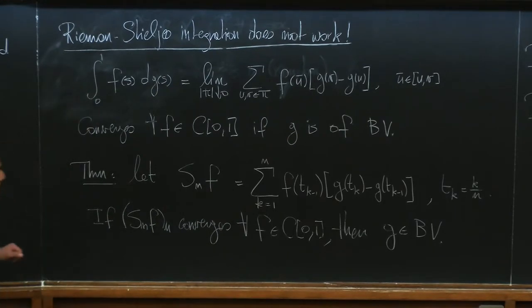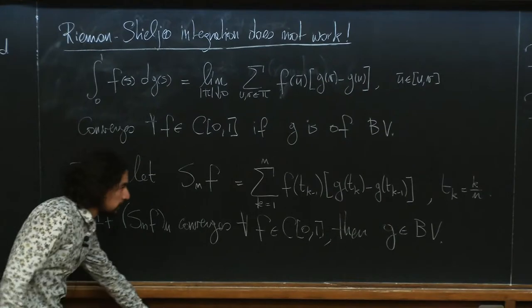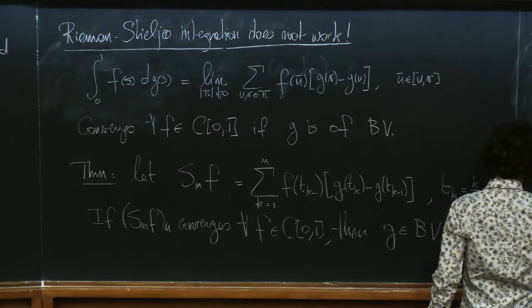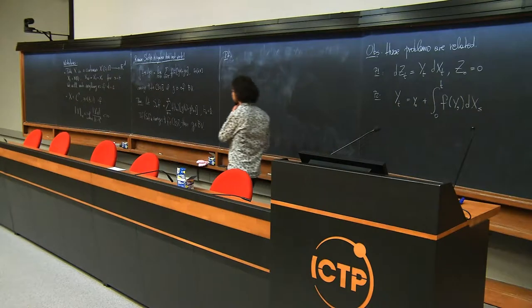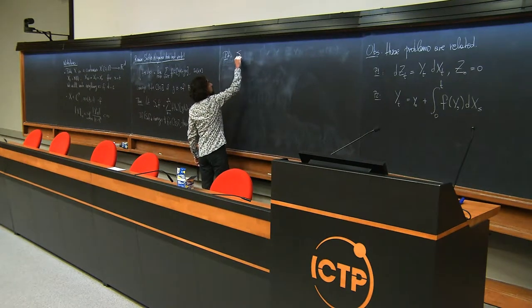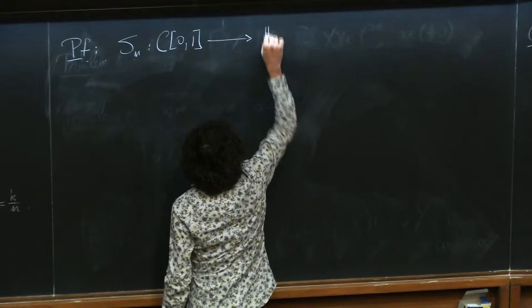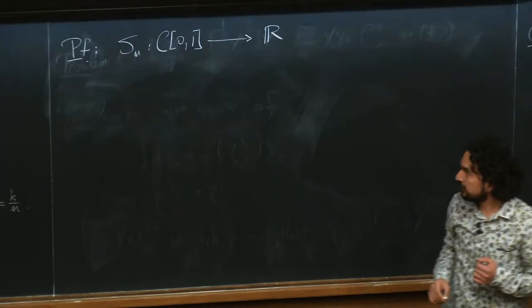So it's not that you can define a Riemann-Stieltjes integral for more than a function of bounded variation. That's the best you can do. And the proof of this result is quite simple. It just uses a bit of functional analysis, and it's very short. So the first thing you have to notice is that S_n is, in fact, a linear operator from the space of continuous functions to the real numbers. So we can use all the tools of functional analysis to deal with this.